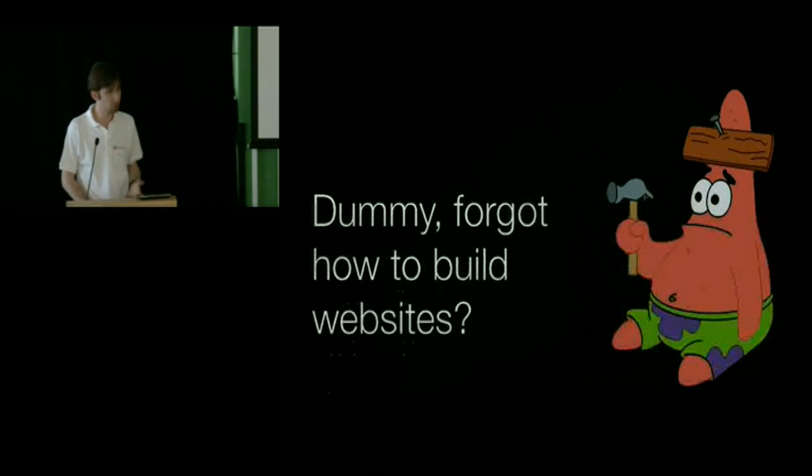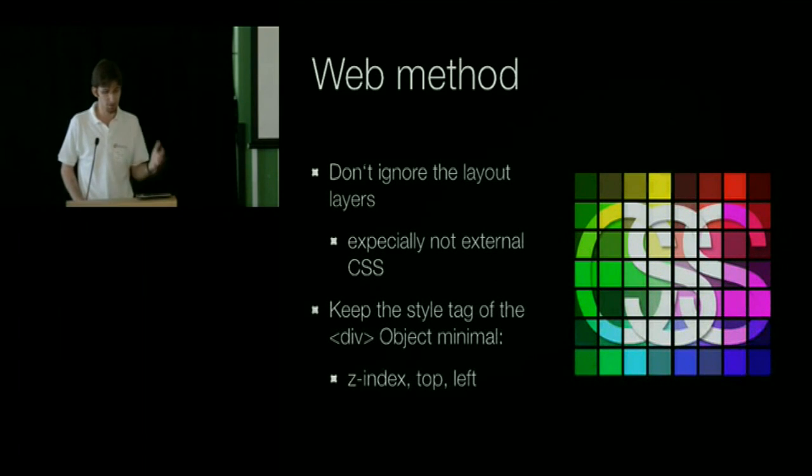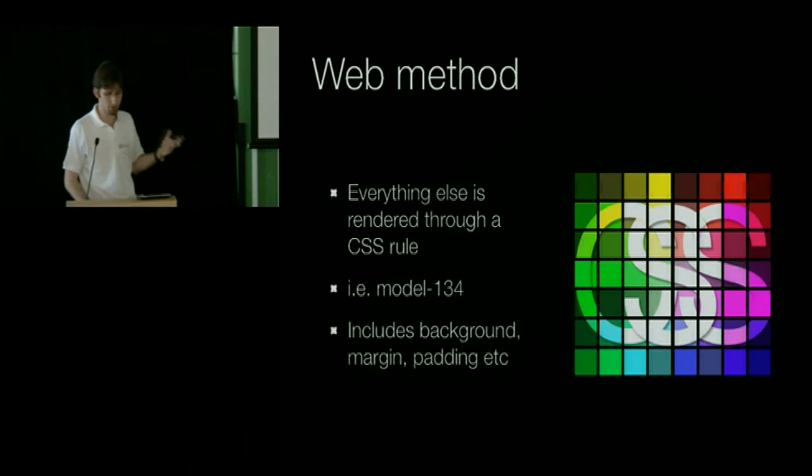We realized that we kind of forgot how to build websites. So the web method really is, don't ignore the layout layers, especially not external CSS. So one thing you could do is actually keep the style tag very minified, only use some class names to hook them up to CSS classes, which then define background images and all those things. It sounds easier than it is, because those external style sheets later on need to be rendered by the server in real time. But really, this is fixing so much of your pain because this will render 10 times faster. I don't know why, but it seems the parser is taking much longer in constructing that huge string and deparsing it instead of external style sheets. So that would be one method. Also, everything then is rendered through the CSS rule, including background, margin, padding, etc.